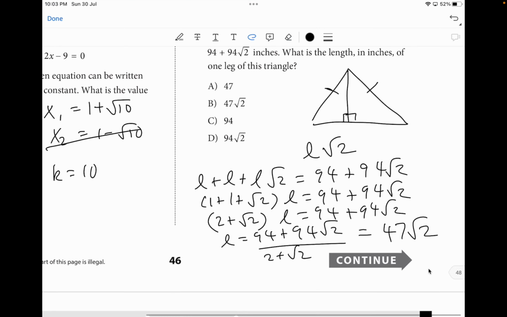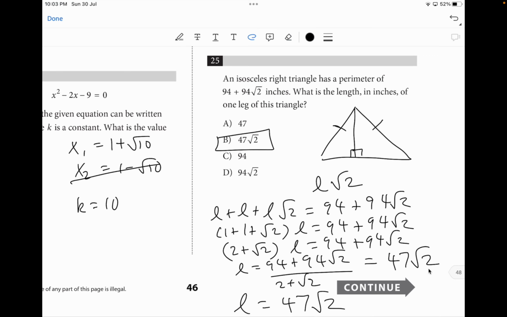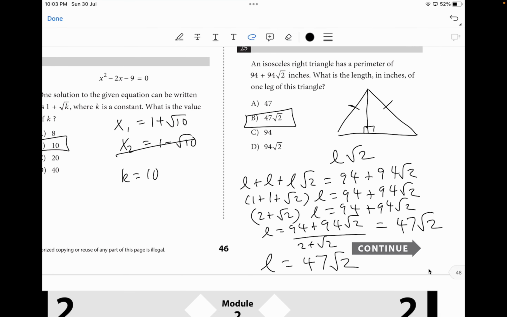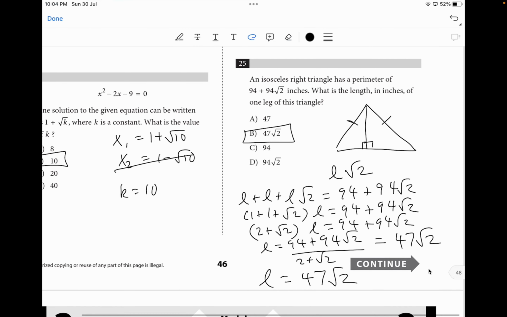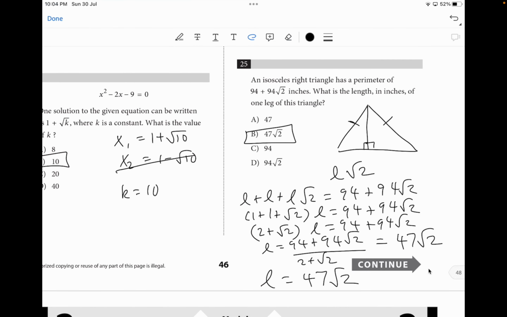Okay, this is going to be the answer for your value of L. So L is going to become 47 square root 2. So option choice B, which is closest to this value, 47 square root 2, is going to be your answer. Option choice B is the correct answer for question number 25.